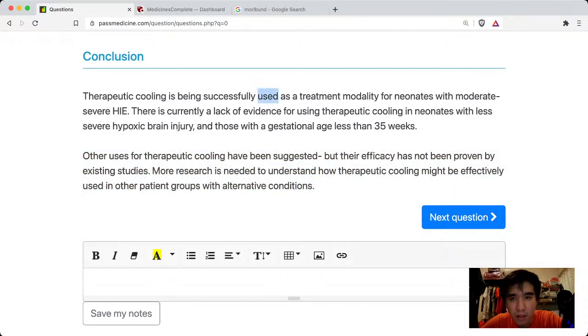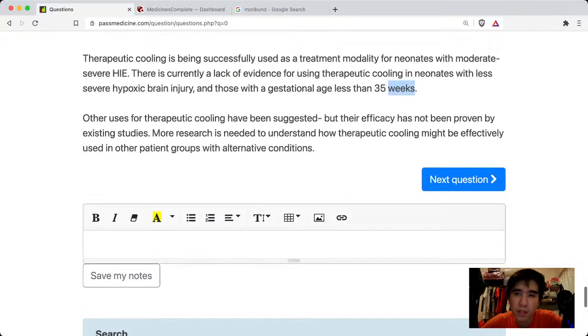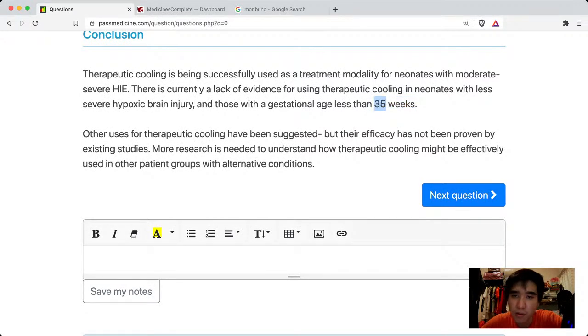So it has been proven for neonates with moderate to severe hypoxic ischemic encephalopathy. Lack of evidence for less severe ones, and those with lower gestational age. So currently it's only recommended for neonates more than 36 weeks.